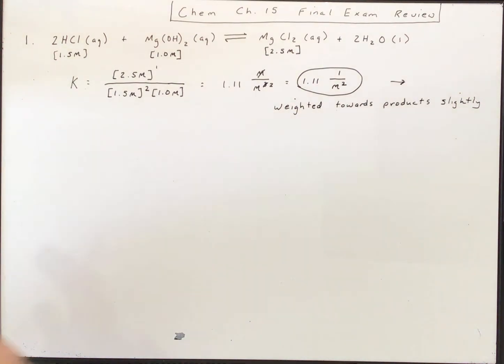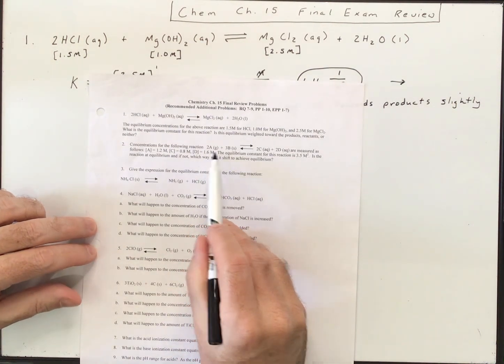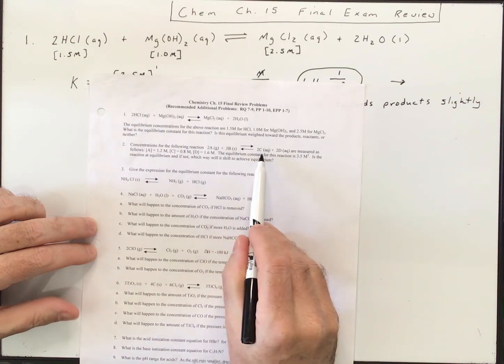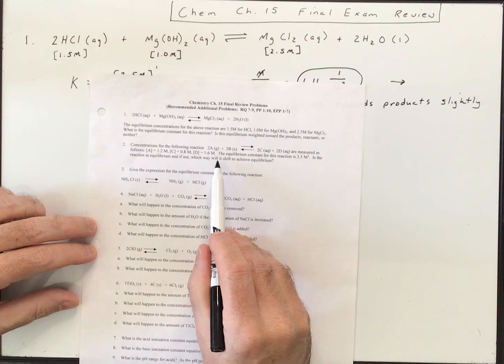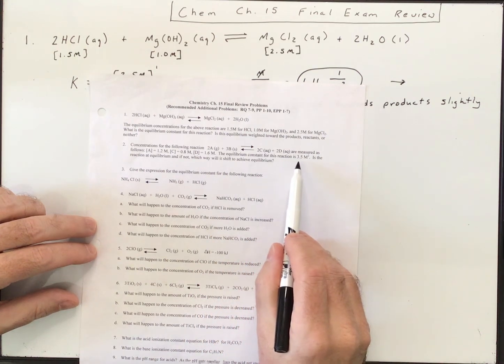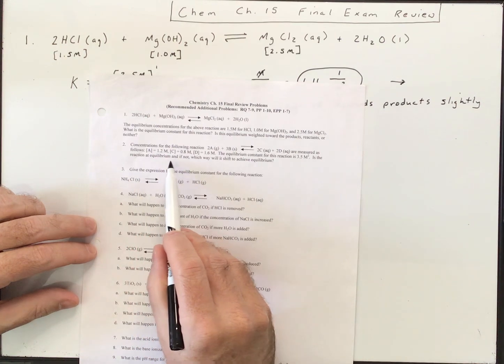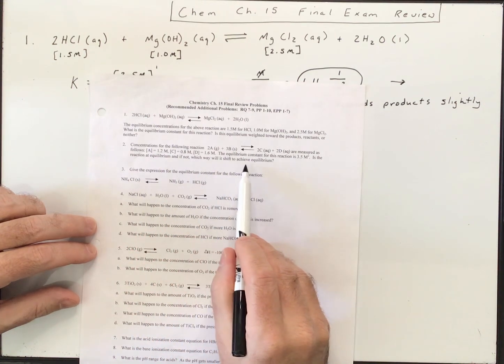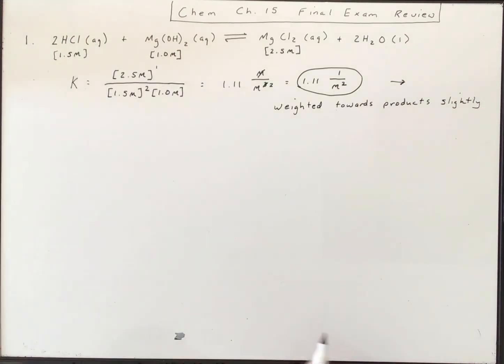Okay, so number 2 says concentrations for the following reaction, 2A plus 3B yields 2C plus 2D, are measured as follows, and it gives the numbers. The equilibrium constant for this reaction is 3.5 molar squared. Is the reaction at equilibrium, and if not, which way will it shift to achieve equilibrium?